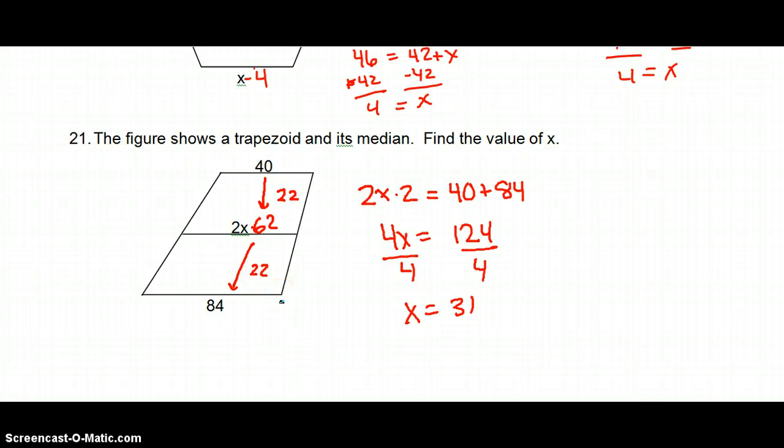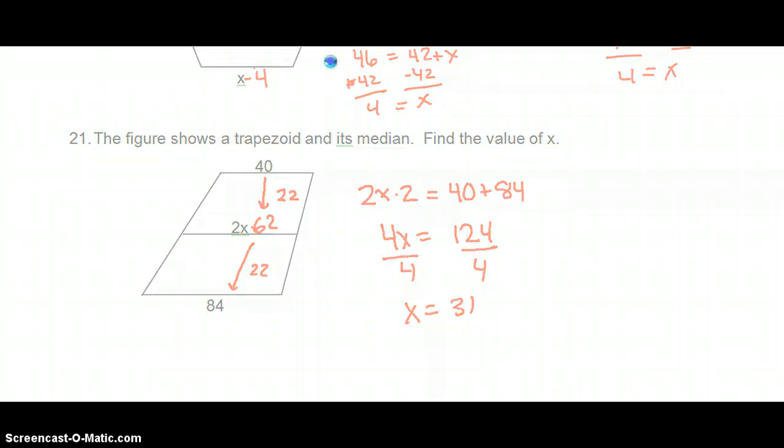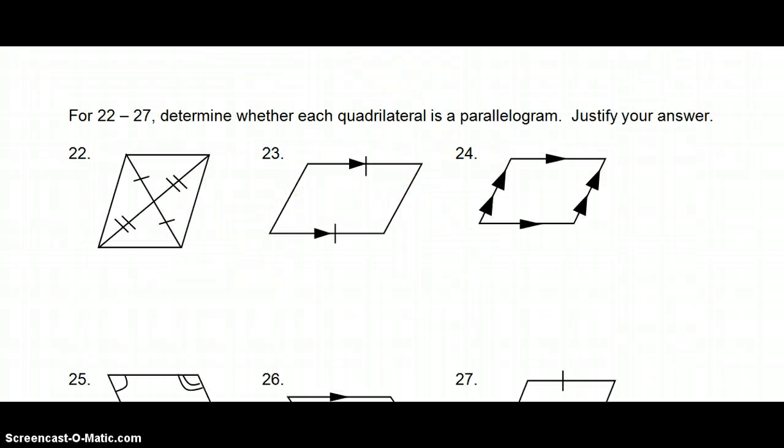Okay, let's see, the pen's out, so let's go back up here. Okay, for 22 through 27, let me get the pen back.